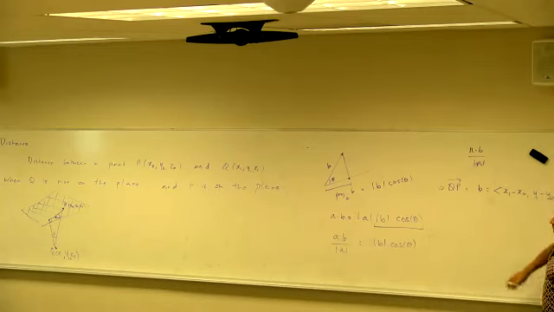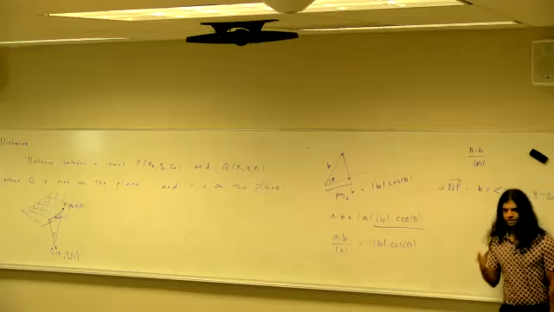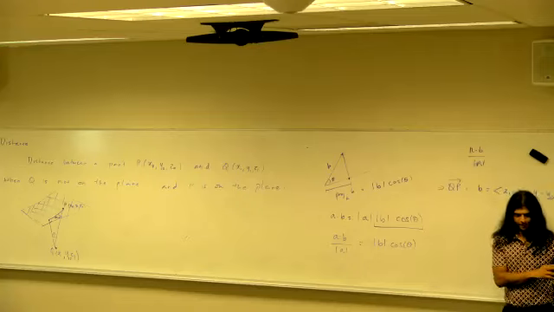Now we've got to know what n is. How do we find n? What do we need in order to find n? We need the equation of the plane in order to find a normal vector.